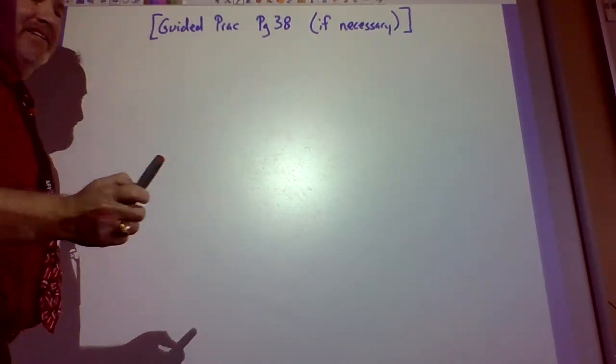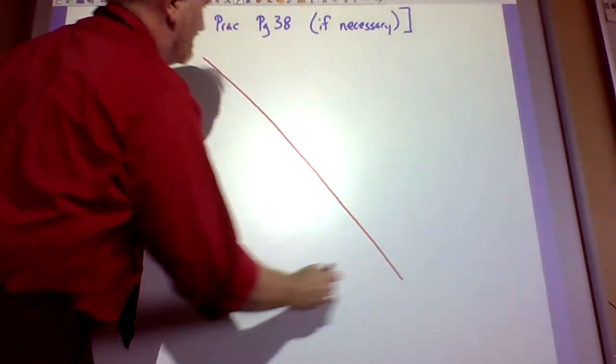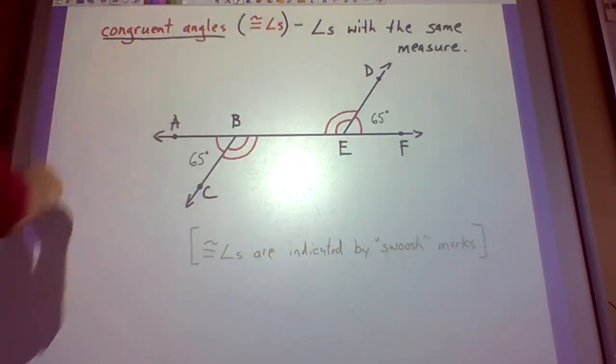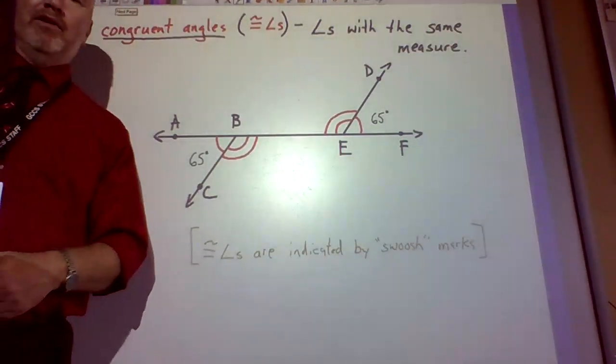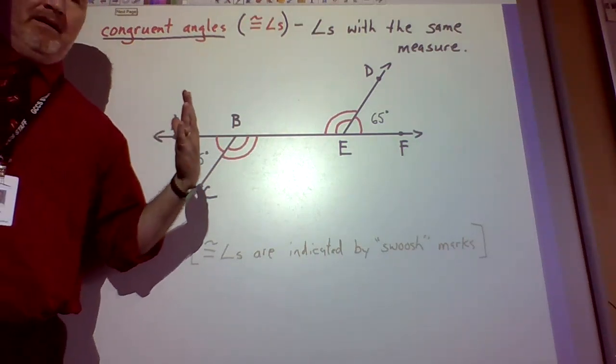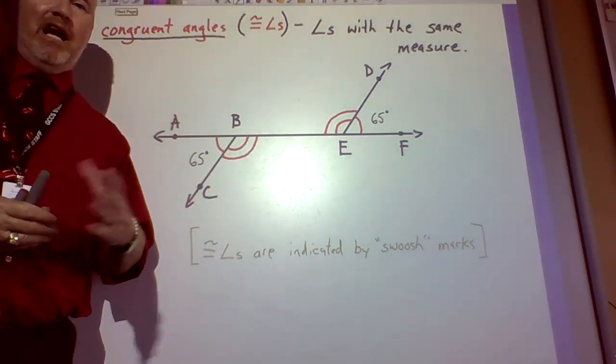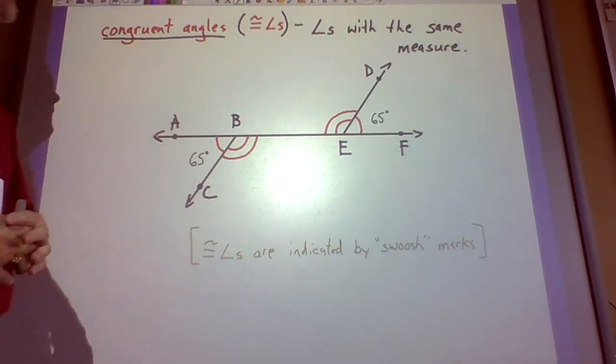Some guided practice. You're about to have a page of guided practice, so we'll go ahead and skip past that. Congruent angles. All right, congruent. We got that word last lesson. Congruent, remember, means identical twins. Basically, they're not just equal; they're the same shape as well.